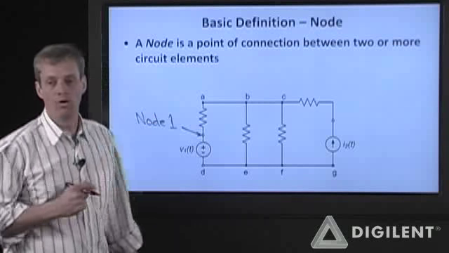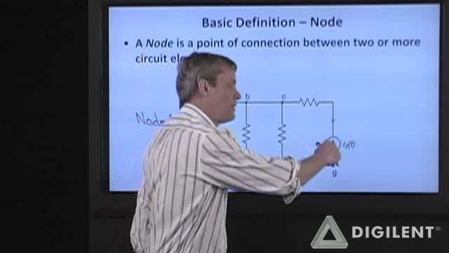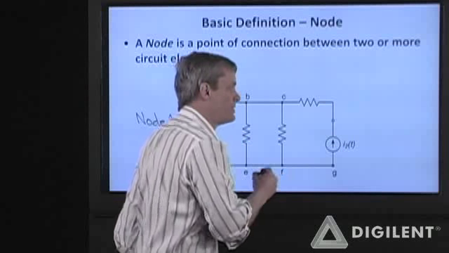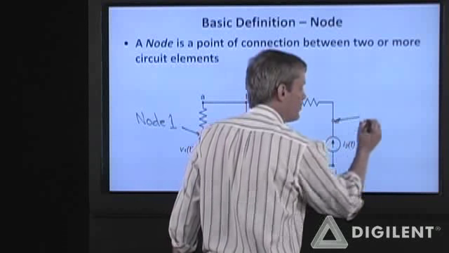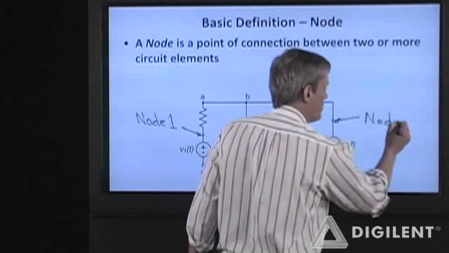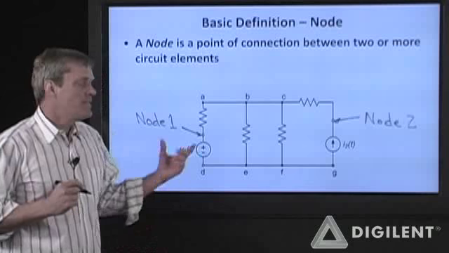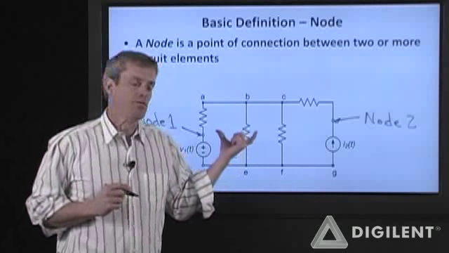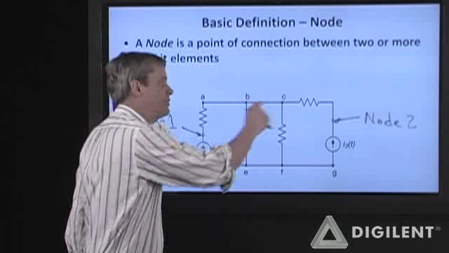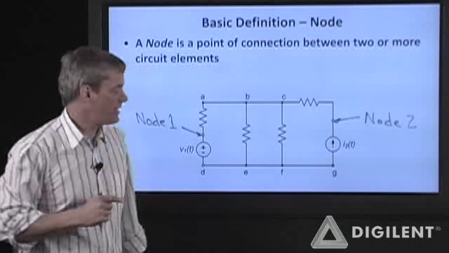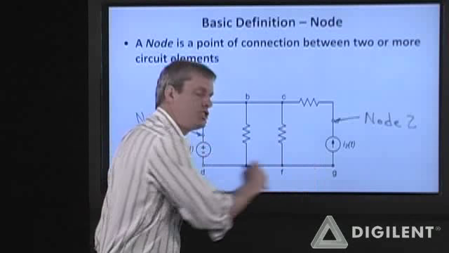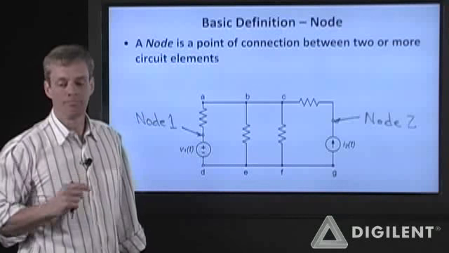I'm just going to call that node 1. Right here, we have connected a current source with a resistor. This point of connection is also a node. Call that node 2. There is a little bit of a subtlety here. We have some other potential nodes here. A, B, and C are all connecting stuff up. D, E, F, and G are all connecting stuff up.